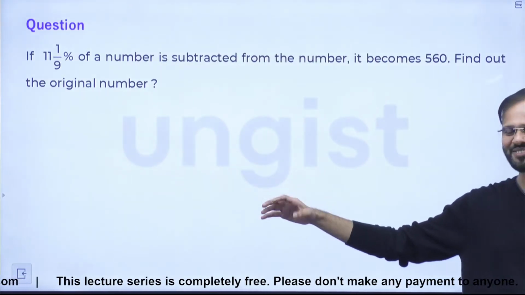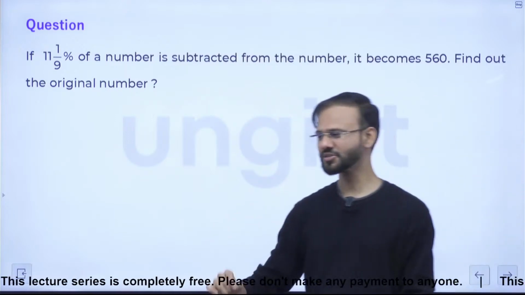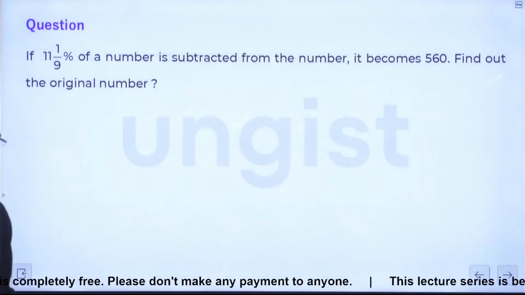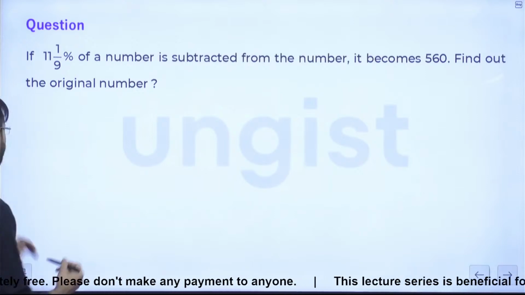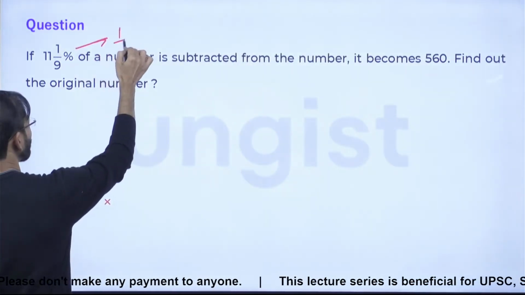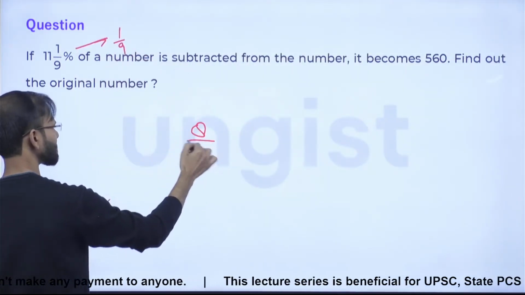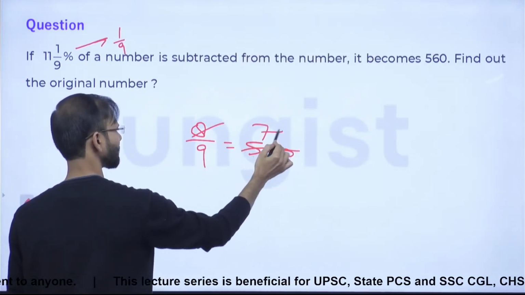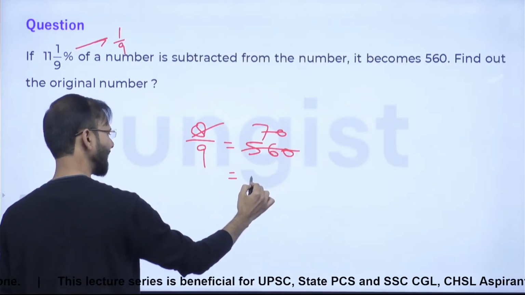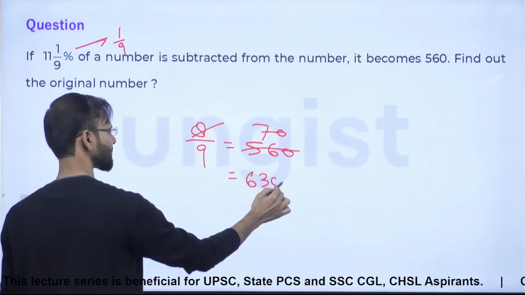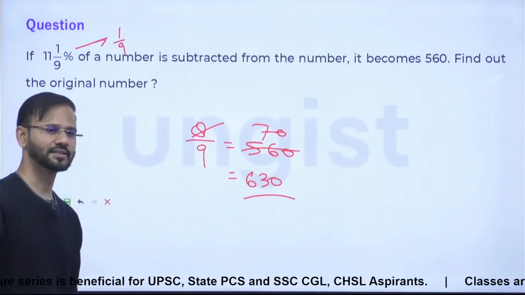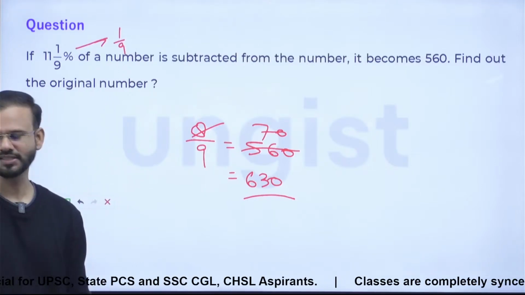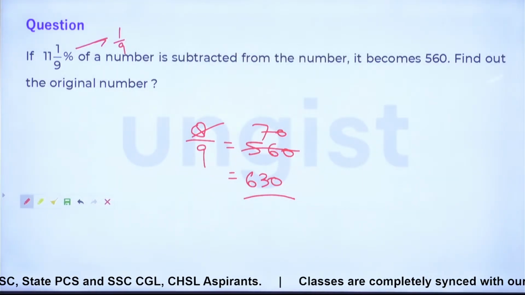8 by 9 is equal to 560, right? So 70 into 9 will be the answer. Just think on it, right? See, this is 1 by 9. So you are subtracting 1 by 9, so the number becomes 8 by 9. 8 by 9 is equal to 560. So this is 70. So 70 into 9, this is 9 into 7 is 63. So the answer is 630. Guys, it's fine now, right? The answer is 630. Okay.